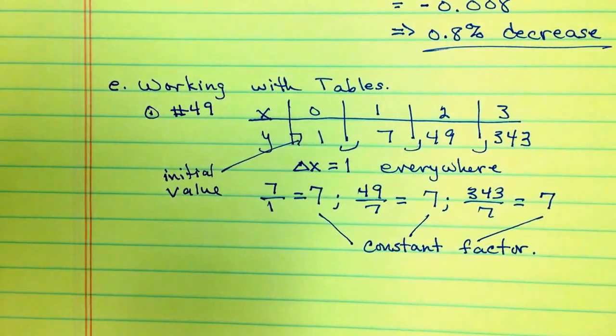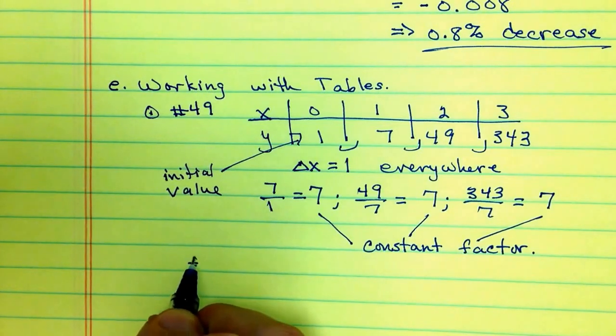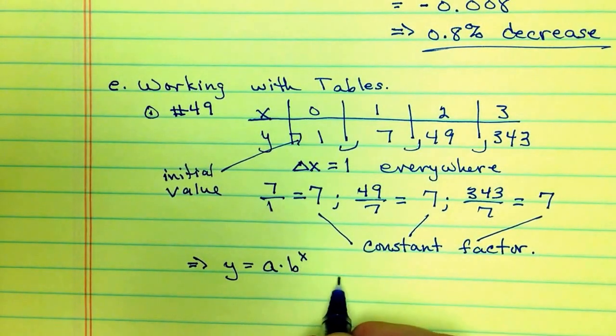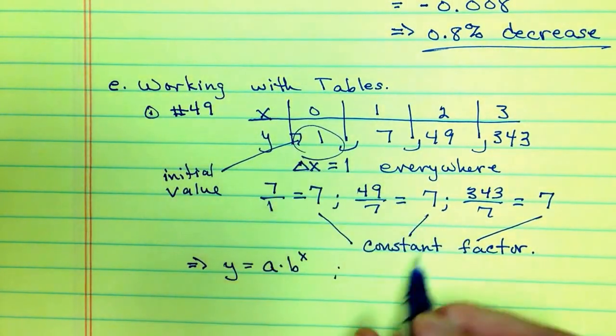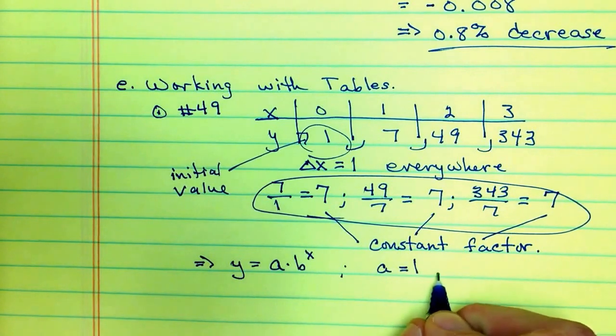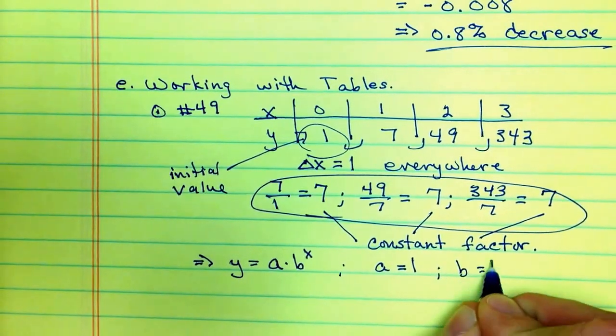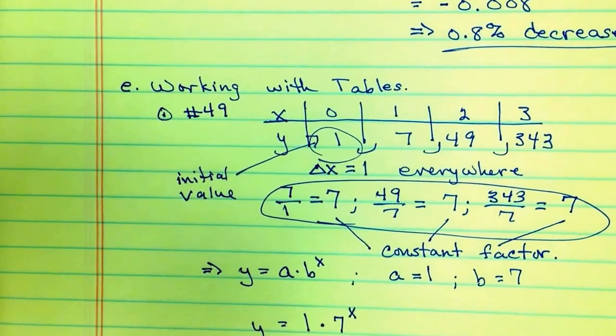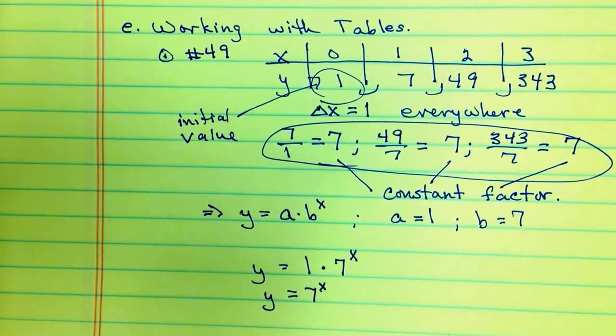So we can come up with our equation. If we have y equals a times b to the x, we know from here a equals 1, and we know from here b is 7. So that means y equals 1 times 7 to the x, or if you prefer, y equals 7 to the x.